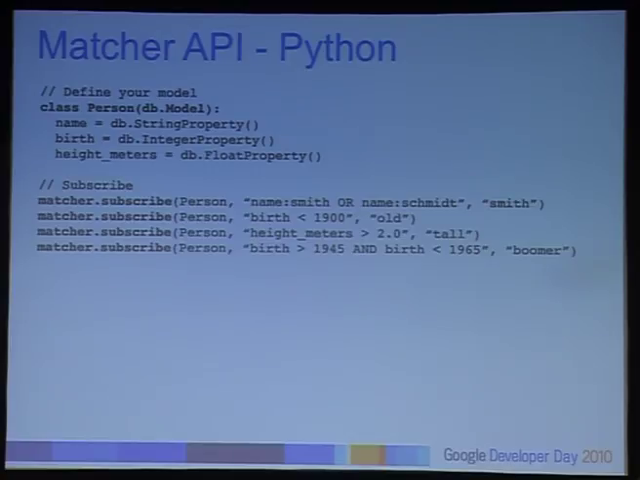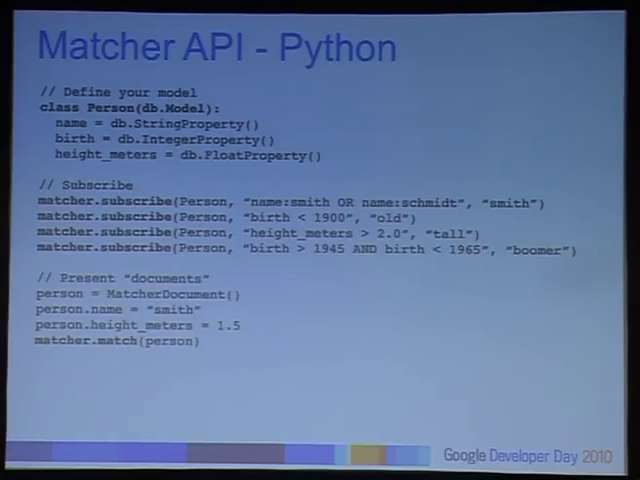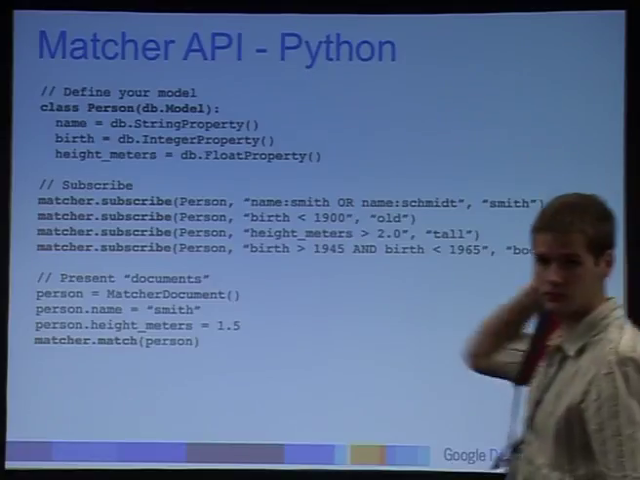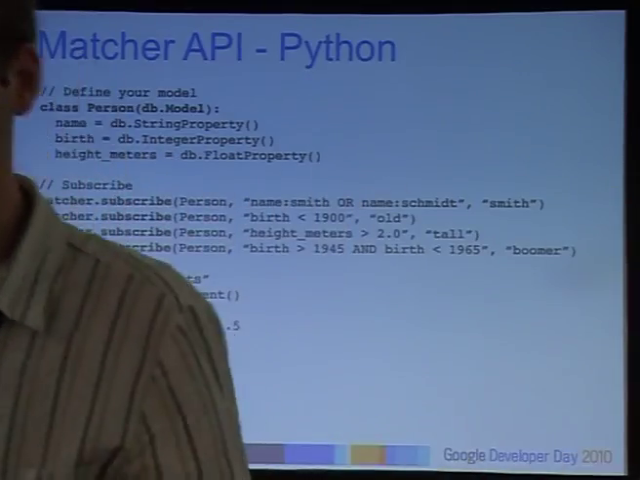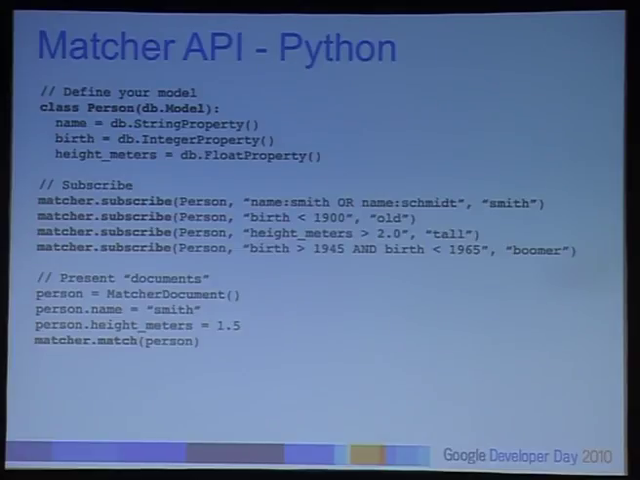Then the next thing that we do is we present documents. So these queries are registered with the system, and it's now ready. Every time you feed it a document, it's going to check that document against every single query that you've registered. So we create a person, and then we call matcher.match. And this will evaluate all the queries that I've registered against that document very quickly.